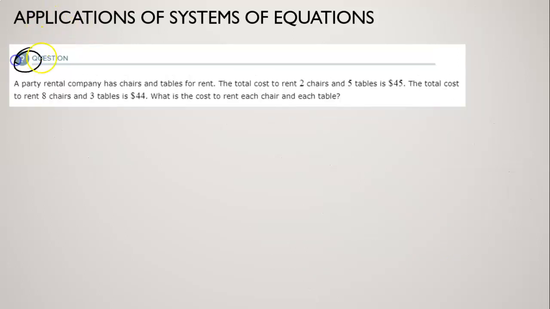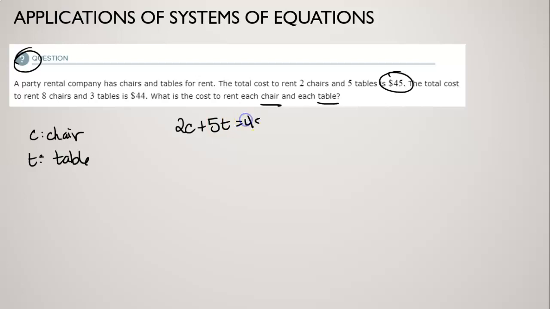You pause the video and try this one on your own. All right, so you should have looked at your variables first. What we're looking for is the cost for the chair and the cost for the table. So those are going to be my variables. And then you're looking for totals. The total cost to rent 2 chairs and 5 tables is $45. The total cost to rent 8 chairs and 3 tables is $44.